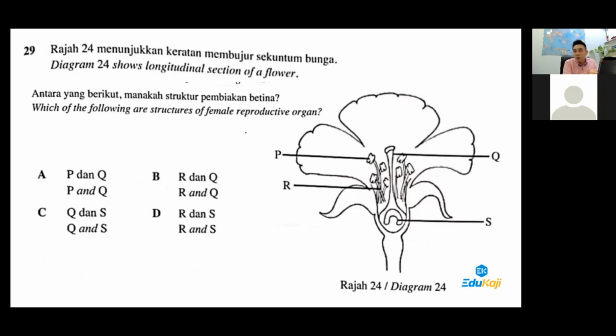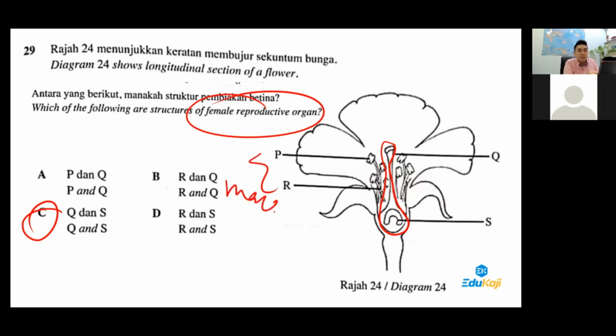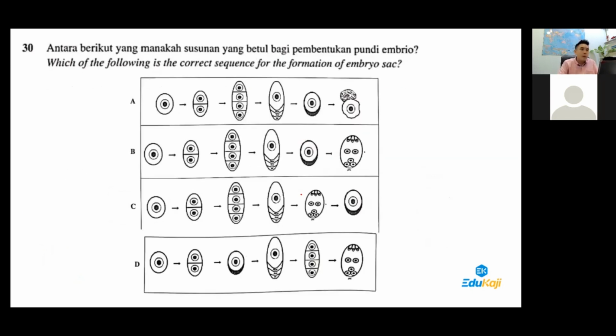29, easy question, Form 5, Chapter 6, the female reproductive structure. This one, stigma, style, ovary. So Q and S, 29C. And obviously P and R would be the male structure. Okay, guys, 29C. 30, you should get the answer, boy.